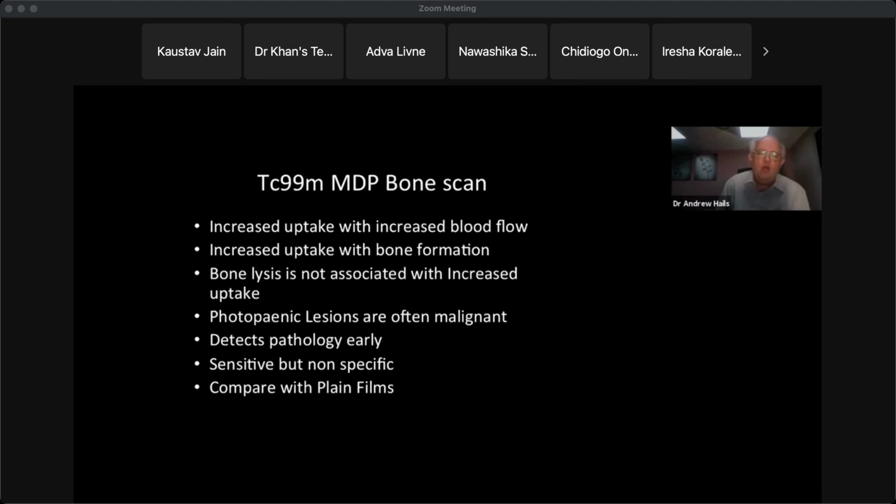And as with most nuclear medicine, you need to compare it with other kinds of imaging, plain films, or if you've got CT scans, MRI scans. So it identifies a problem, but you then need to look at the rest of the imaging quite often to help you work out what that problem actually is.